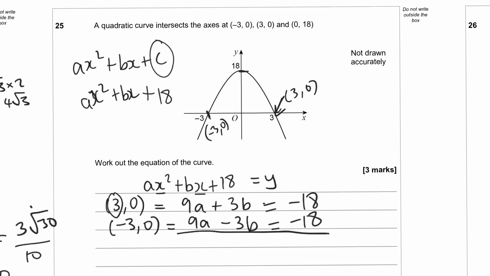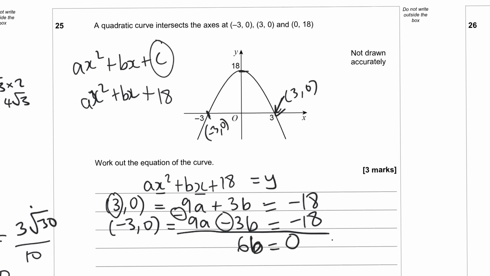Then, if we take away one from the other, we would be left with 9a minus 9a is 0, but 3b minus minus 3b, remember if you've got two negatives together, they become a positive, so you've got 6b is equal to, minus 18 minus minus 18, which will also be equal to 0.